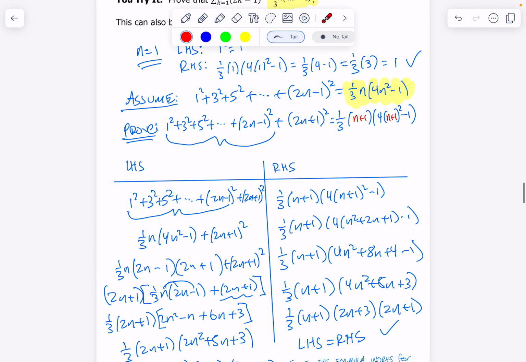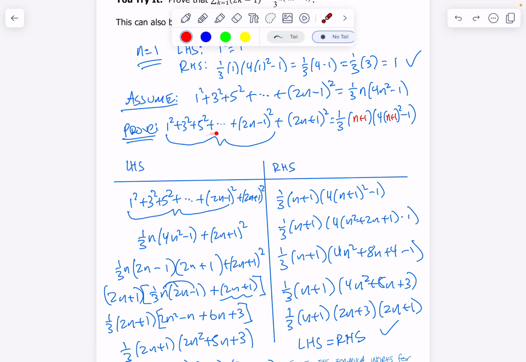Okay, all of this right here. Oops, not the laser pointer. All of this. I got a glitch. How annoying. No tail. Let's just do a tail.